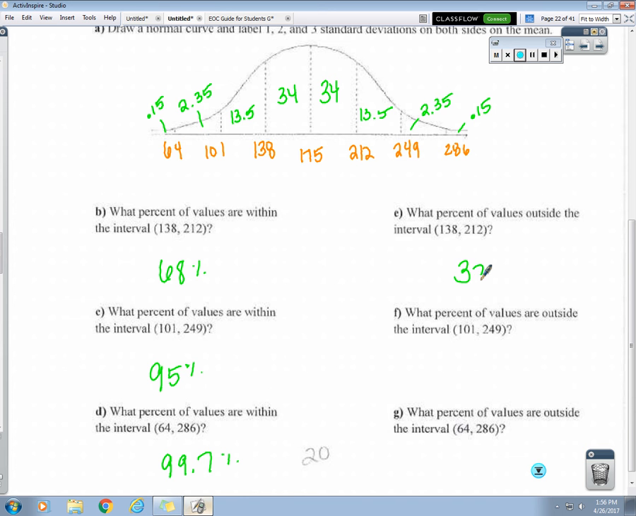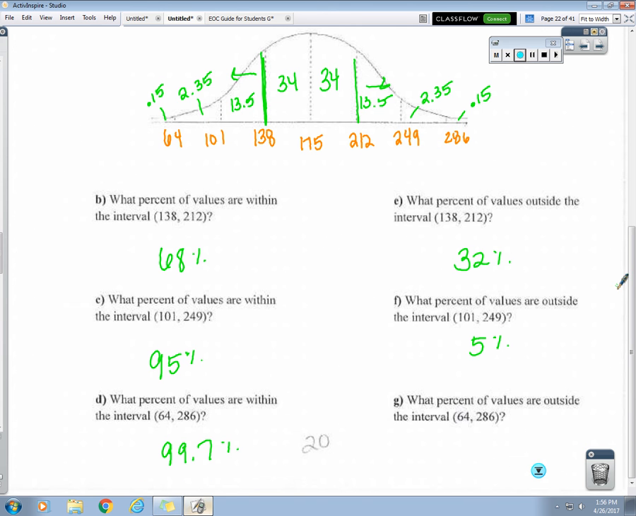32. Let's talk about this one because that was different. Outside of this would be this way and to the left, and then 212 and to the right. Outside would be everything but the 68. So 100 minus 68 is 32. Does that make sense? What percent of the values are outside of 101 and 249? 5%. And what percent of values are outside of 64 and 286? 0.30%. Okay, turn to the next page.